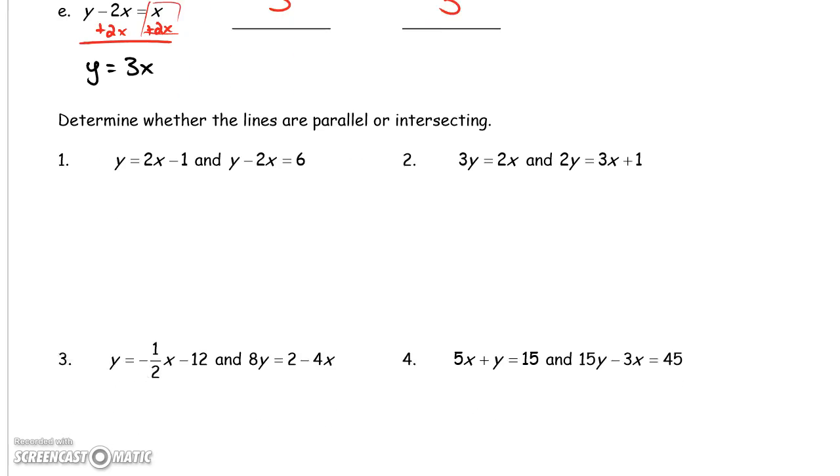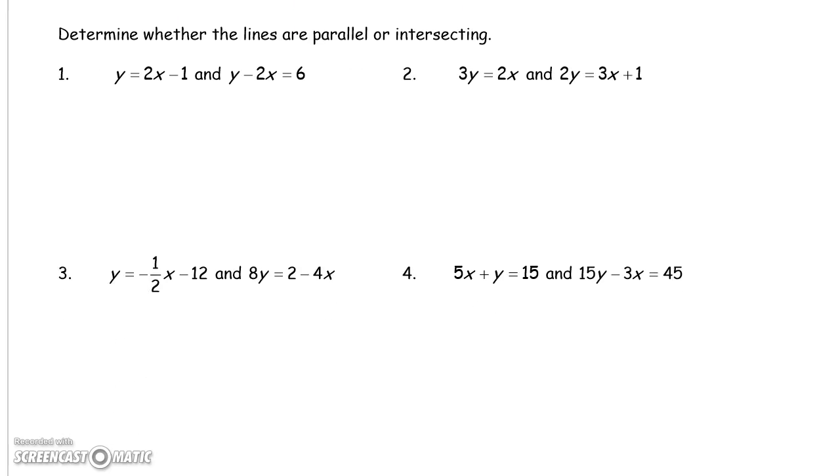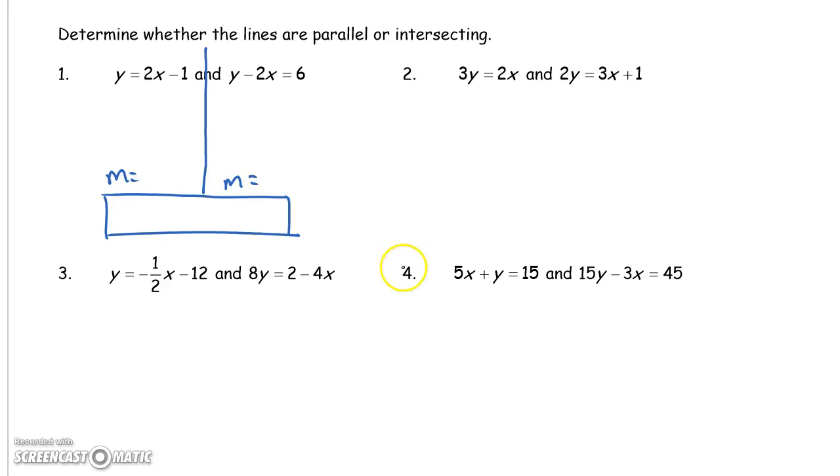In this next section, we have to determine whether the lines are parallel or intersecting. They're parallel if their slopes are identical. They're intersecting if their slopes are different. So we are identifying the slope of two different equations. And then we can state, hey, guess what? They're parallel or they're intersecting. This is what I'm looking to do.